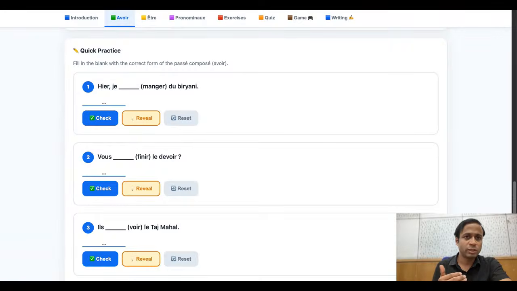If the subject is masculine, you use the masculine form. If the subject is feminine, you use the feminine form of the past participle. If the subject is masculine plural or feminine plural, you make changes accordingly in the past participle. This is only when you are using être and pronominal verbs. But when you are using avoir, don't worry, it's very easy. You just put the past participle: subject plus conjugation of avoir plus past participle, that's it.